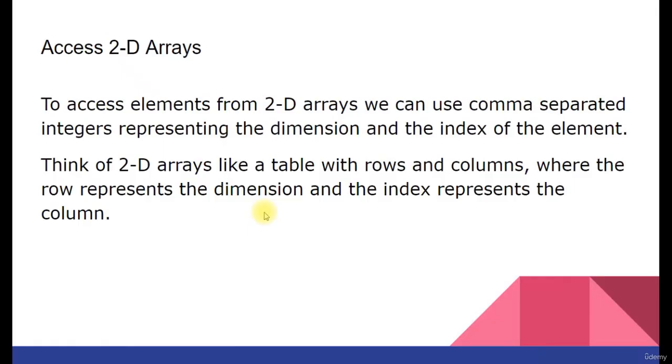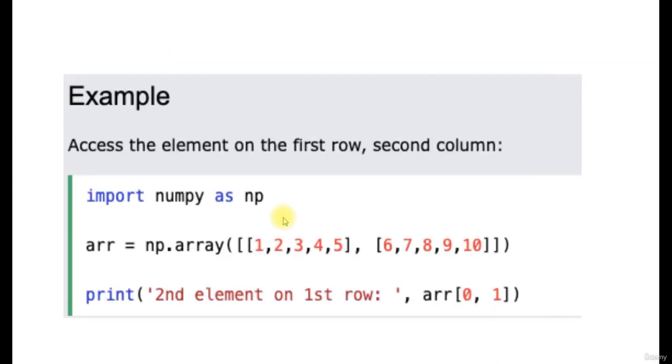Now let's move to 2D arrays. How do you access elements from a 2D array? To access elements from 2D arrays, we can use comma separated integers representing the dimension and the index of the array. You can think of a 2D array like a table with rows and columns, where the rows represent the dimension of the array and the index represents the column of the array. Let me explain this with the help of an example.